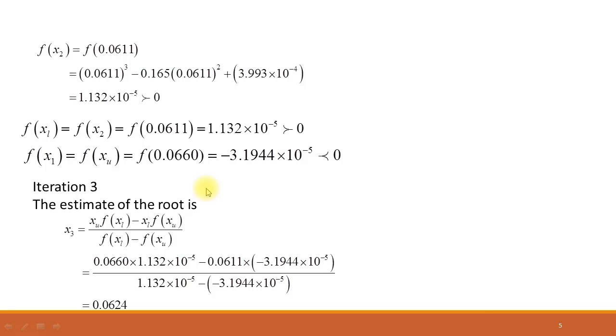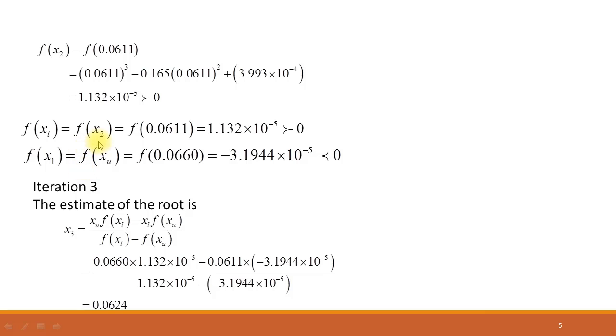If x1 is less than x2, then x1 will be the lower, and if x2 is less than x1, then x2 will be the lower. But you see here x1 is greater than x2, so x1 is the upper limit and x2 is the lower limit. Now using this simple formula, putting the values of xu and xl, and you have already calculated the function at xu and xl. Putting these values, we now obtain the third iteration. The xu value is 0.0660, multiplied by the function value at xl is 1.